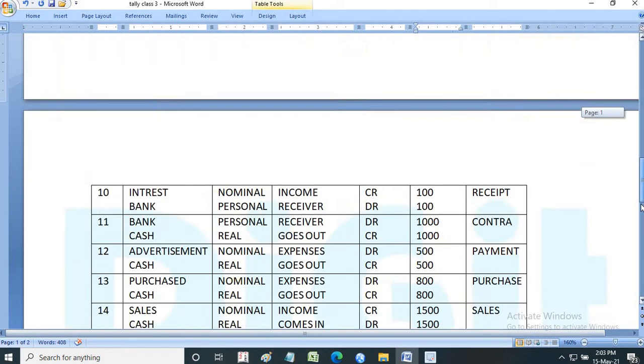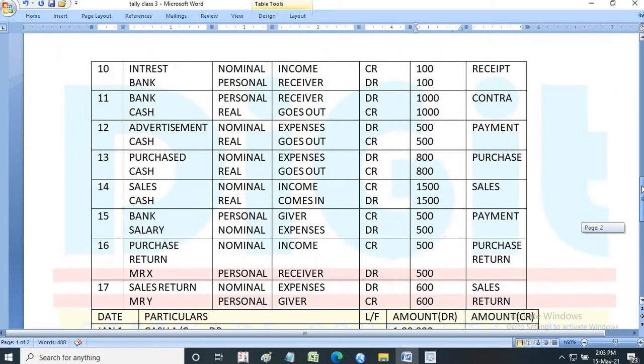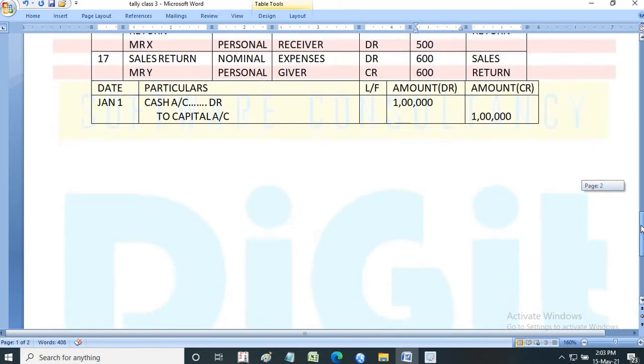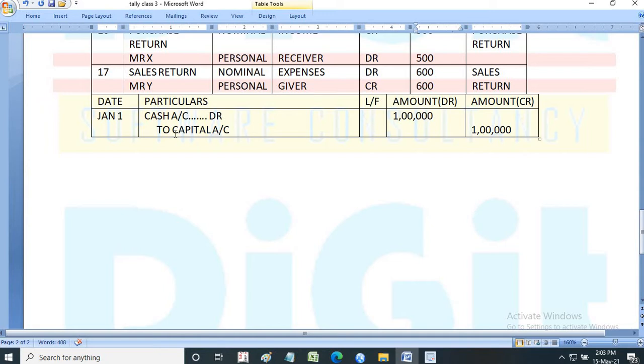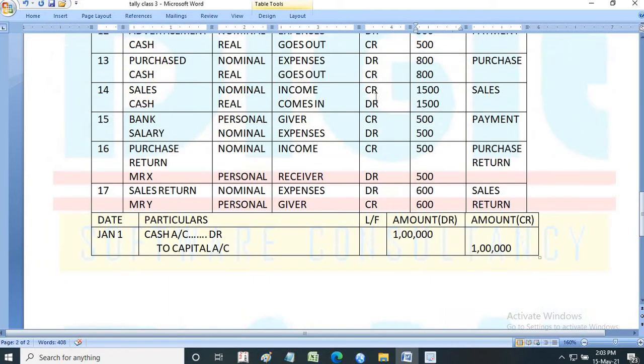And after that, once you have found whether the ledger is debit or credit, then you can go for the journal entry. I have also given you the journal entry format. Here we write the date, particulars, ledger folio, debit amount and credit amount. And cash account debit we write in this manner in a proper journal. This is what I'm showing you.